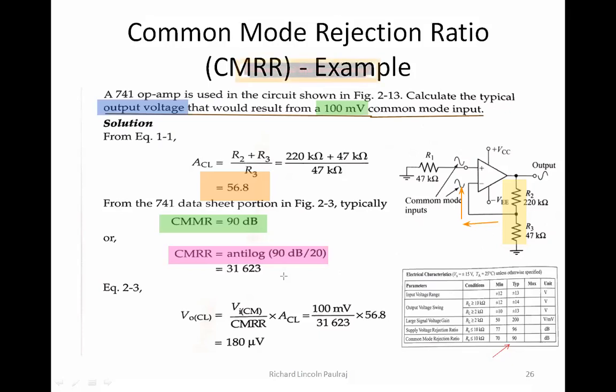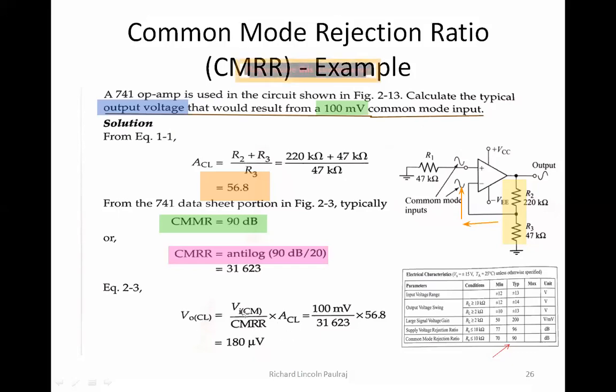Okay. Yes. Fine. So now we know that the output voltage. Ultimately, they've told us to find out the output voltage. So we want the output in closed loop mode, which is equal to the input in common mode format divided by CMRR into ACL. Now, if you can recall, we had seen this formula.